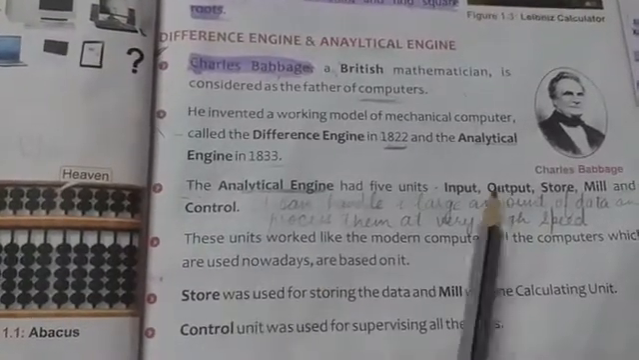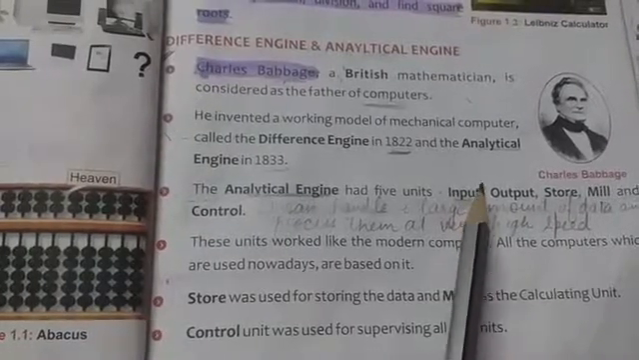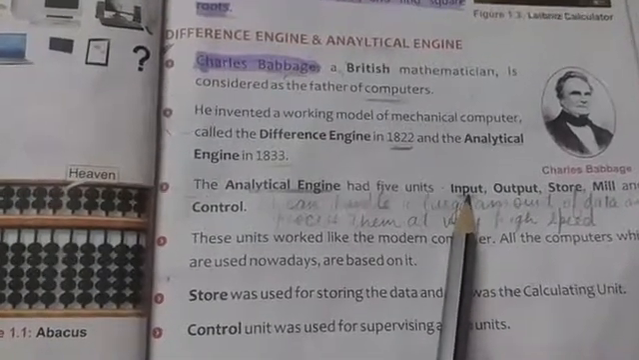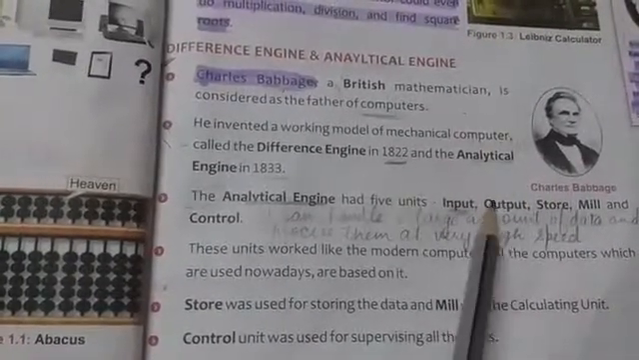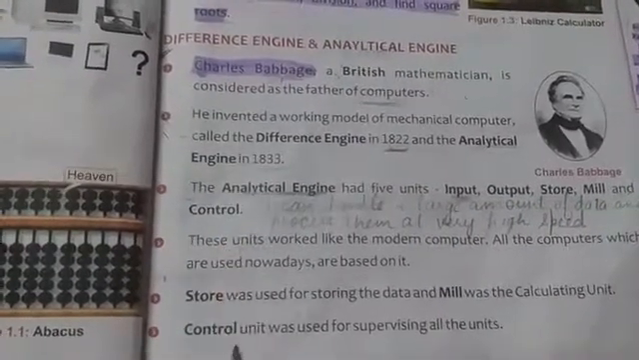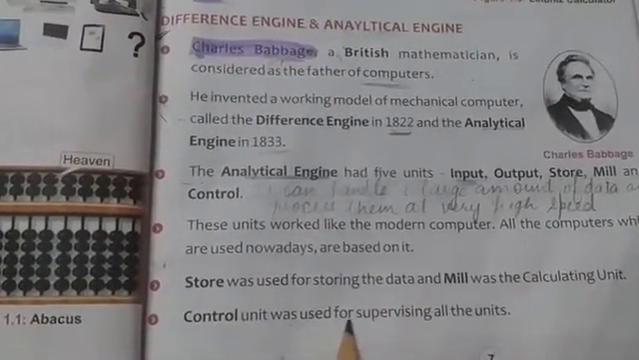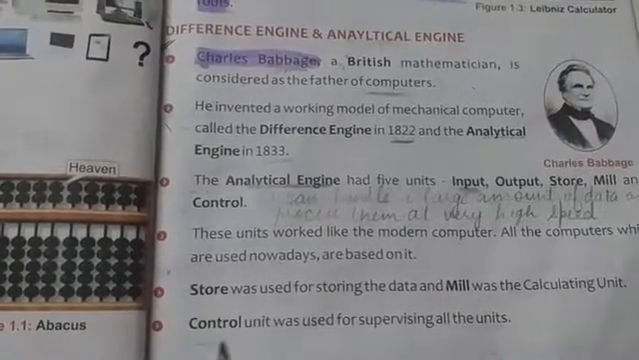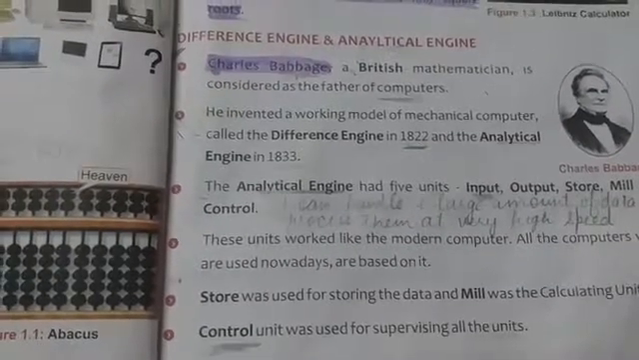And as we all know, if we want to perform any type of task, there is a need to give input to the computer, and according to that input the computer will process it and give output to us. And the next we have store, mill and control. Store is used for storing the data, and mill was the calculating unit, and control unit was used for supervising all the units. As the name suggests, control unit was used to control all the parts of the computer.